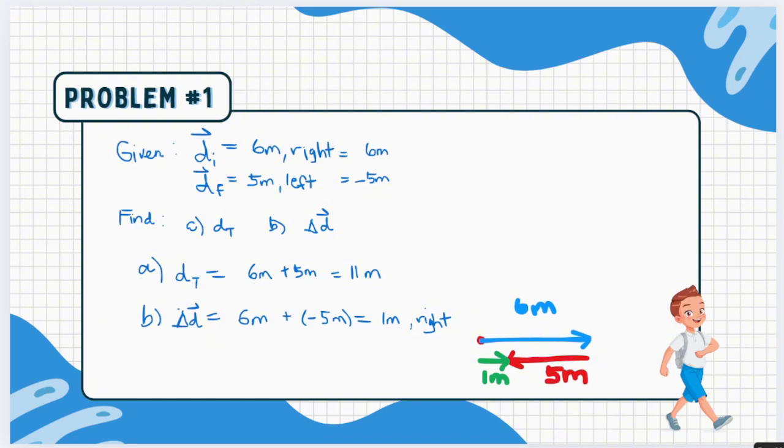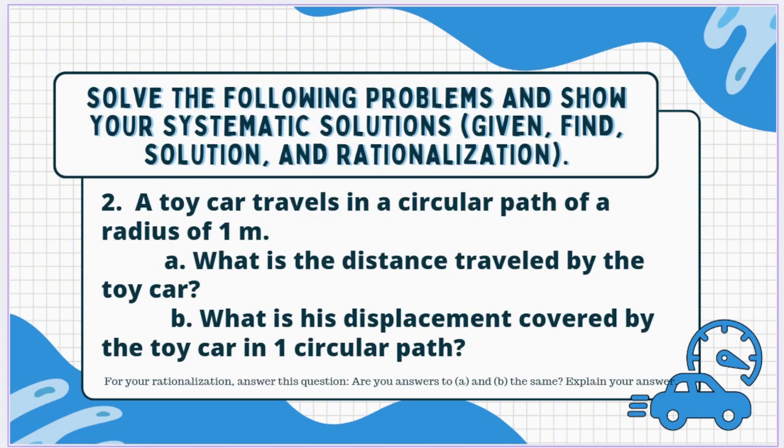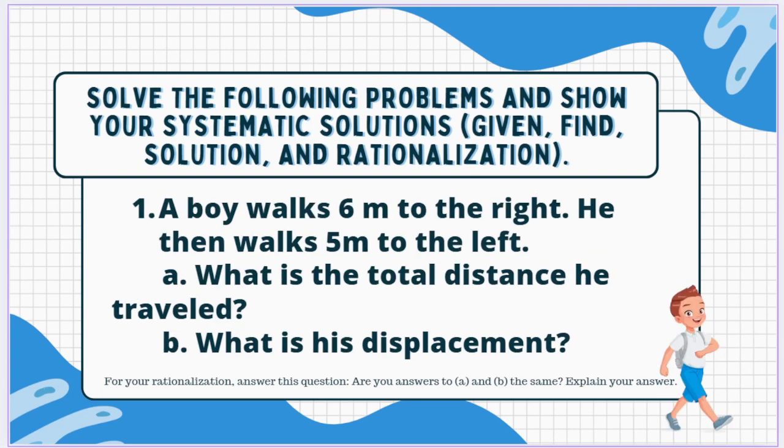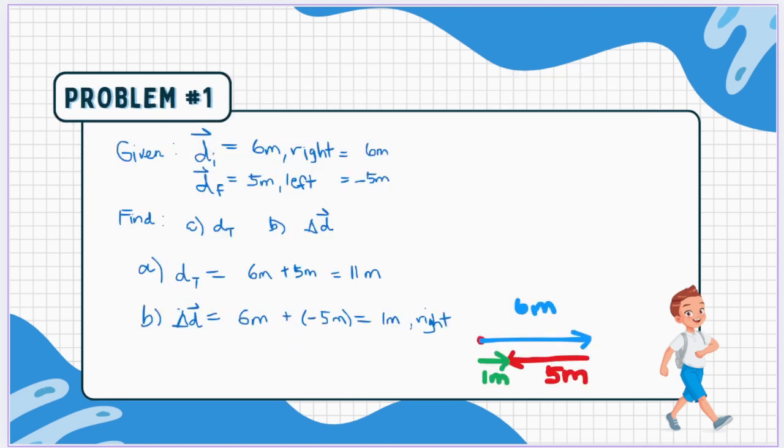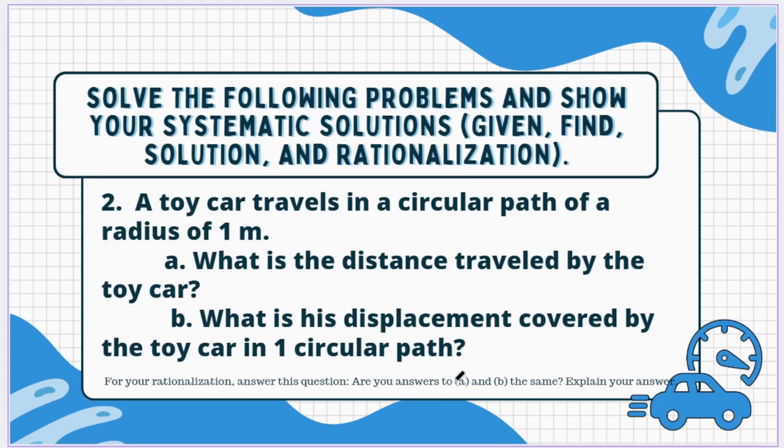Let's go to problem number 2. Oh, by the way, we have questions here. Are your answers to A and B the same? Explain your answer. Obviously, they are not the same. Okay, why? For letter A, our answer is 11 meters, while for letter B, our answer is 1 meter. And we also have the direction. Kasi, distance is a scalar while displacement is a vector. Okay po? So, let's go now to number 2.